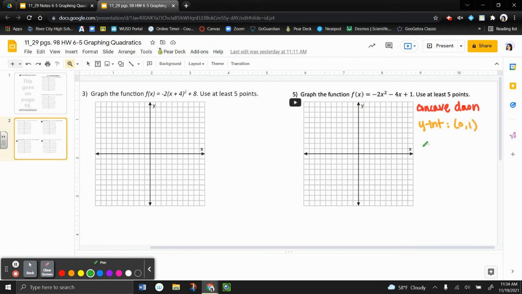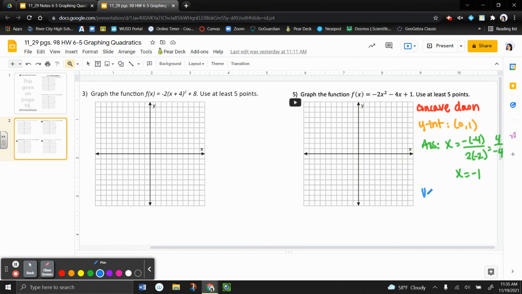We're going to calculate our axis of symmetry by doing negative b over 2a. So negative 4 over 2 times negative 1. So this becomes 4 over negative 4. So we get an axis of symmetry of negative 1.